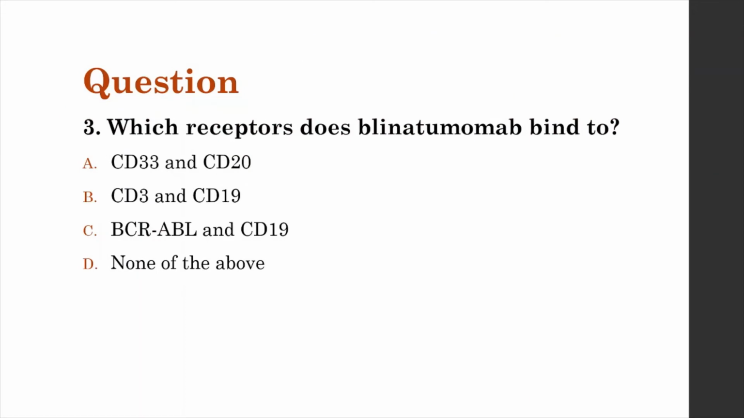Okay, so here's our third question. Which receptors does Blinatumomab bind to? CD33 and CD20, CD3 and CD19, BCR-ABL and CD19, or none of the above? And the answer is CD3 and CD19.